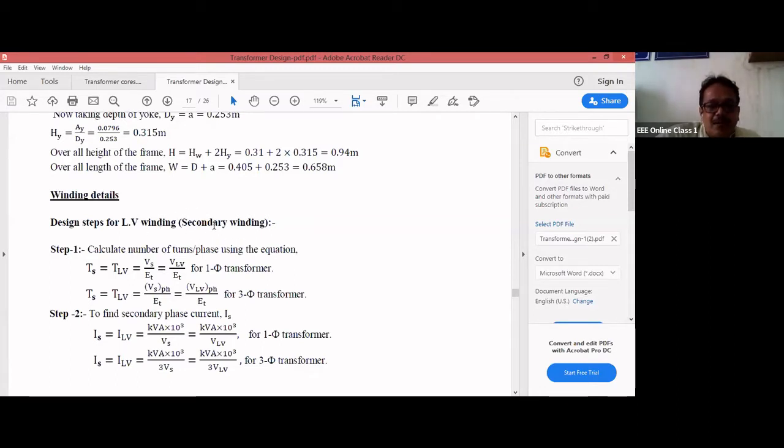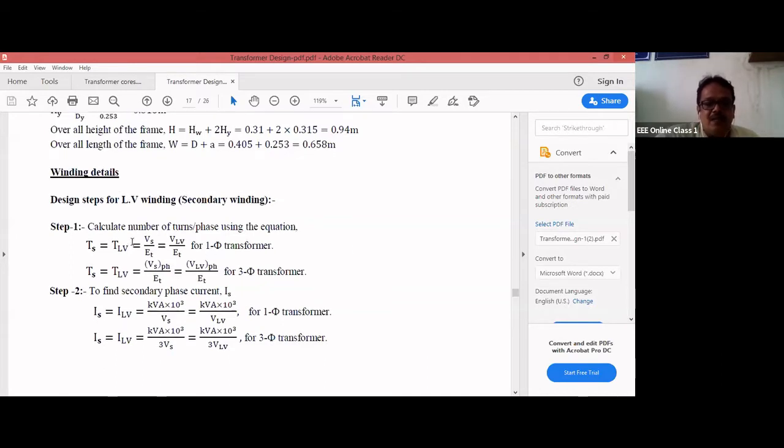LV winding, in the bracket, will be the secondary winding, because normally a distribution transformer steps down from higher voltage to lower voltage. So the secondary voltage will be a low voltage winding. Likewise, the primary voltage will be a high voltage winding. Step 1: calculate the number of turns per phase using the equation.